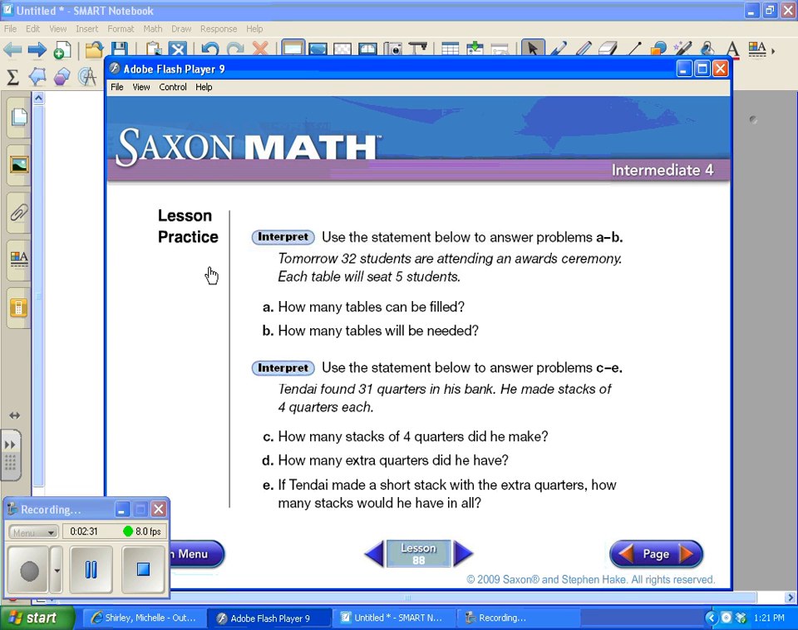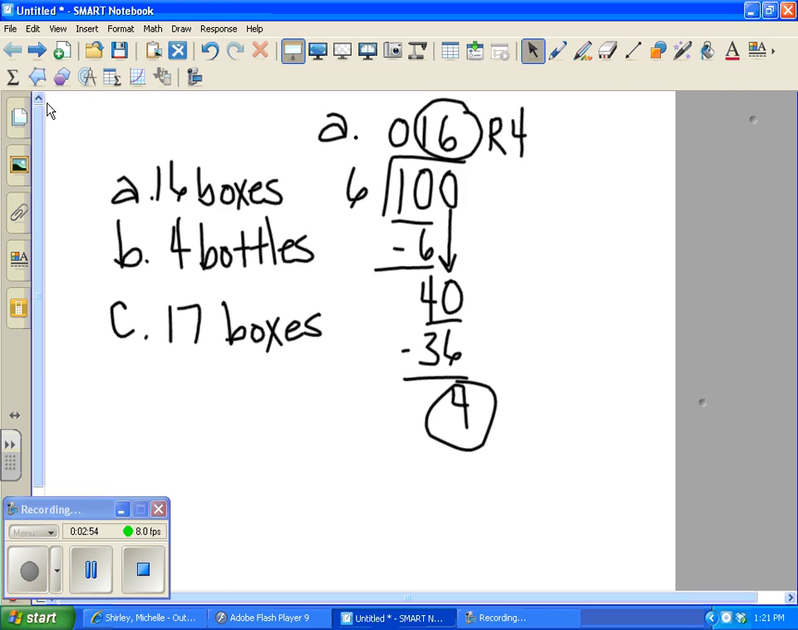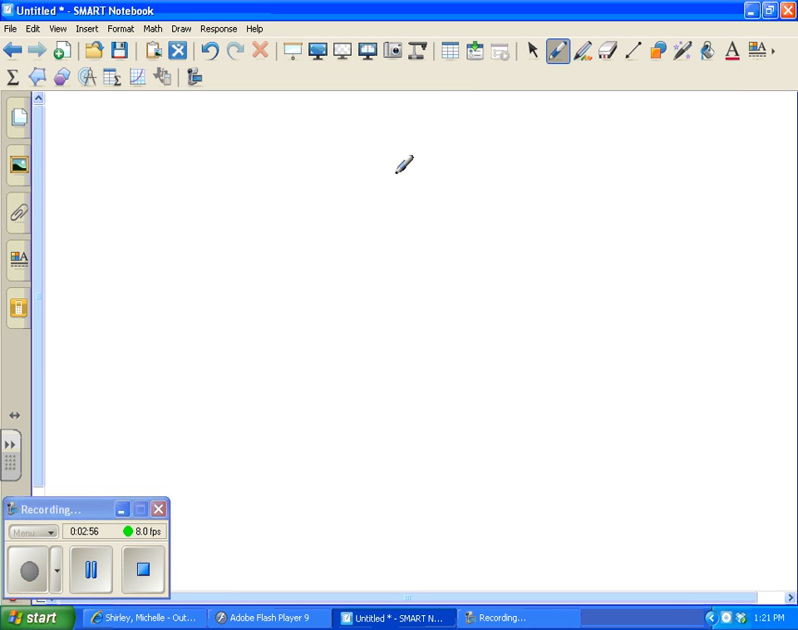Now let's look at lesson practice. We have to use the statement that's in italics to answer A and B here. Tomorrow, 32 students are attending an awards ceremony. Each table will seat 5 students. Now it says A, how many tables can be filled? That means filled up with 5 students, okay? So if I take my 32 and divide it into groups of 5, that's what we need to do.